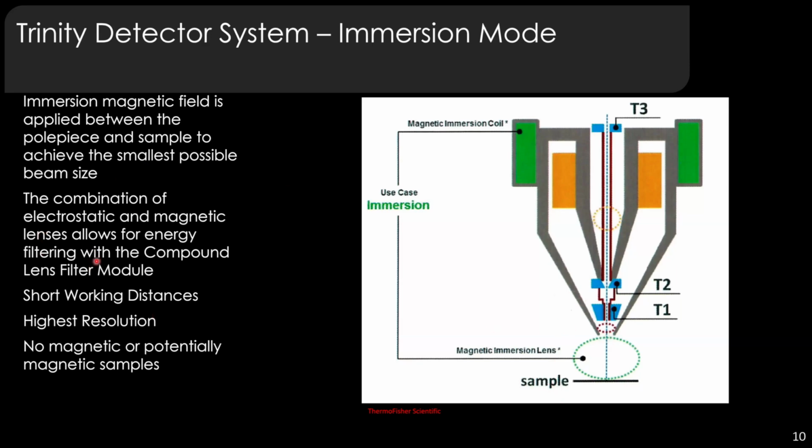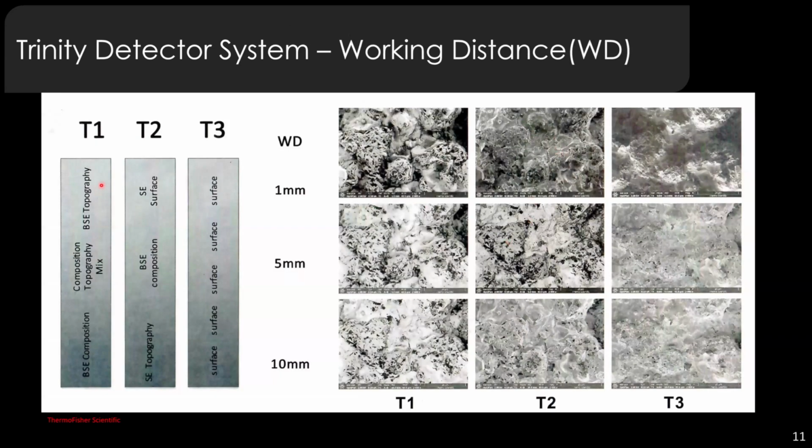So we can do some energy filtering with the backscatter signal that we're getting on the T1. We have a little compound lens filtering module that can be very useful. But as I was saying before, working distance is important. So when we're thinking about being in immersion or OptiPlan mode, it's sometimes called case use, we have to think about our working distance because it affects what we're actually collecting as a signal.